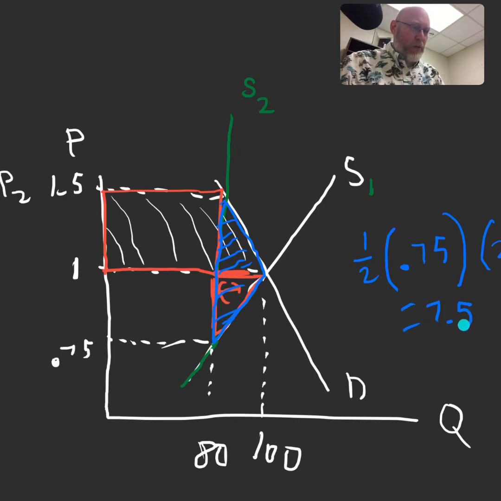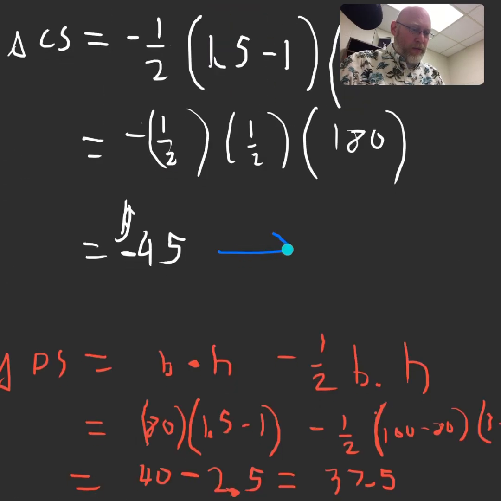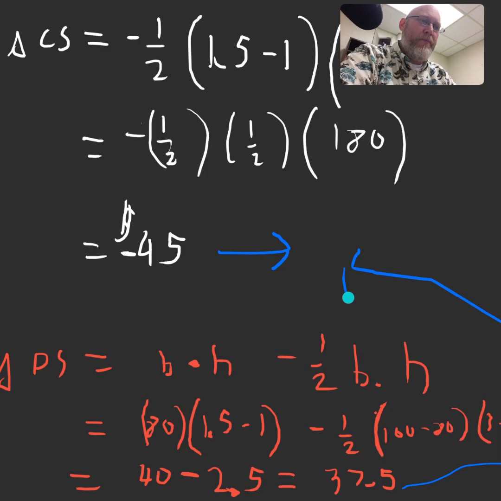We can double check our work, and we can find here, if we subtract 45 and 37.5, the difference between those two numbers is, lo and behold, 7.5. So that is how a production quota works.